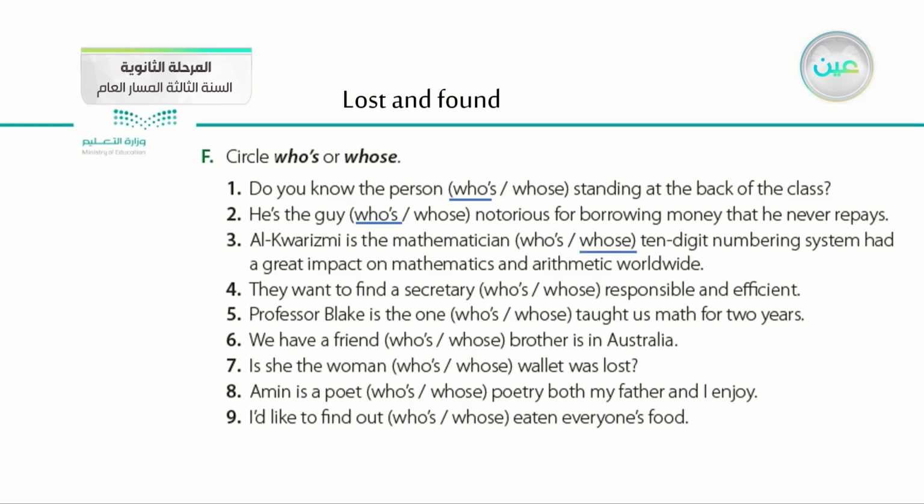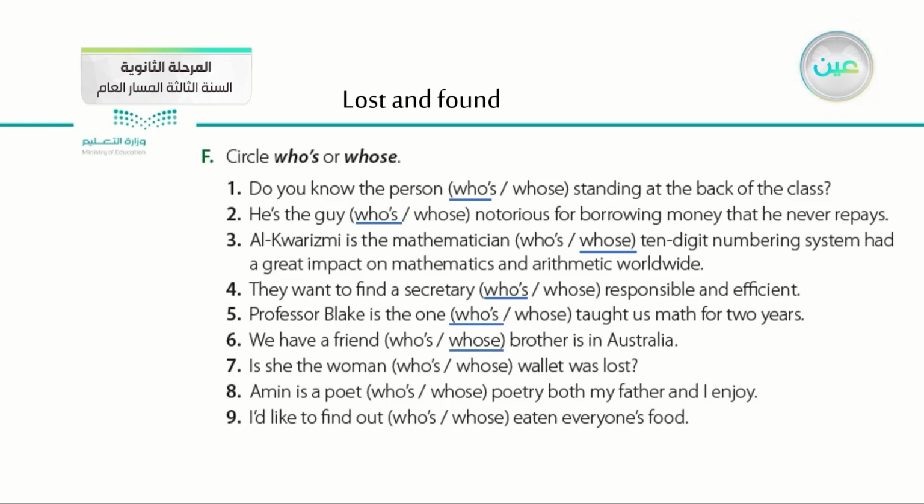What do you think, guys? It's actually whose, because all this work belongs to Al-Khwarizmi. Number 4: they want to find a secretary who's responsible and efficient. What do you think, guys? It's actually who is, okay? What about number 5? Professor Blake is the one who taught us math for 2 years. What do you think? Very good. It's actually who is, okay? What about number 6? We have a friend whose brother is in Australia. What do you think, guys, here? Of course, whose. Excellent. Very good.